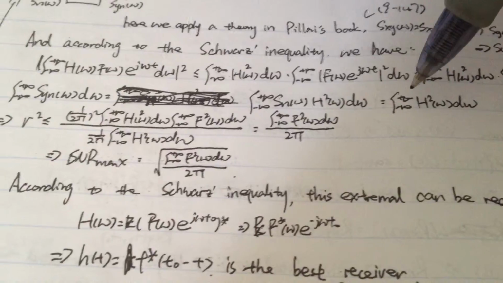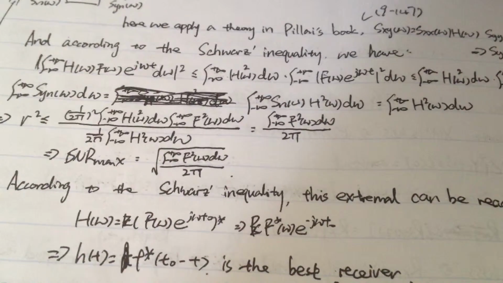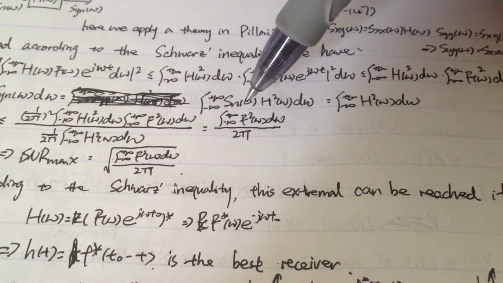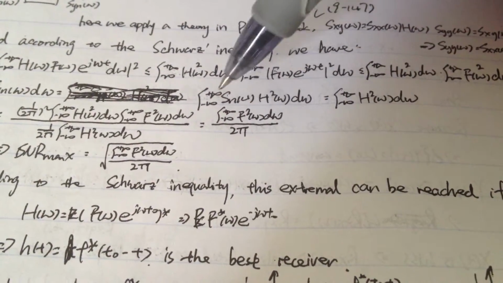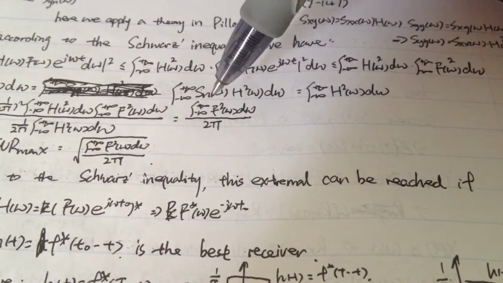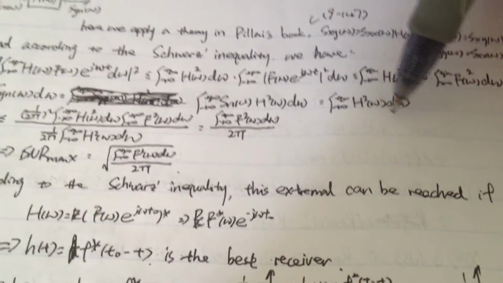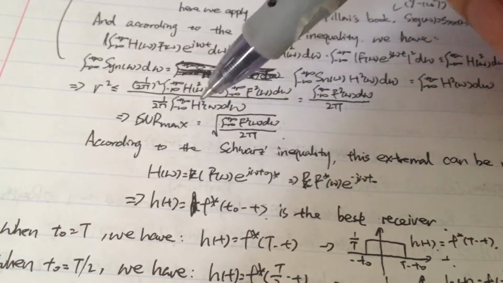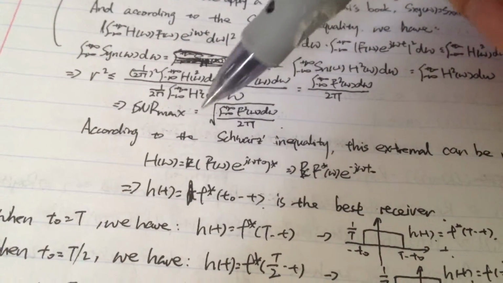And so, because according to the message, we know that the density of the noise should be unit, so that this part should equal this one, and then we can rewrite this part into this one, so the max of SNR should equal this part.